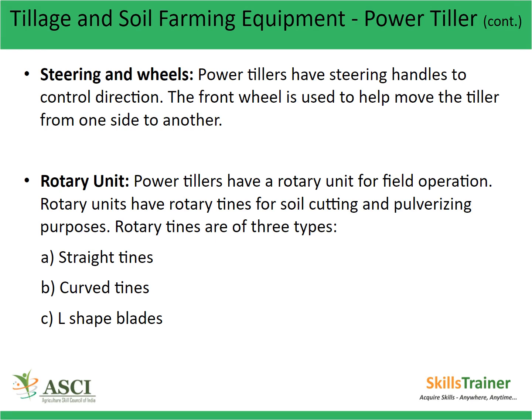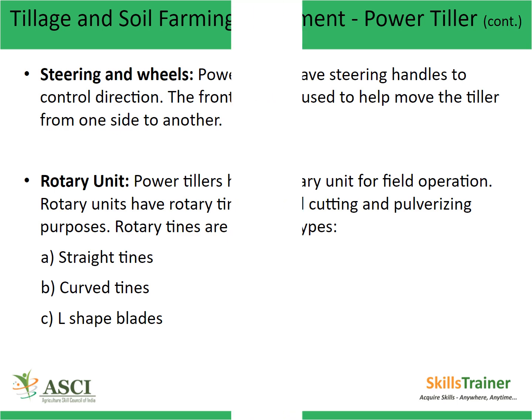Rotary unit. Power tillers have a rotary unit for field operation. Rotary units have rotary tines for soil cutting and pulverizing purposes. Rotary tines are of three types: straight tines, curved tines, and L-shaped blades.